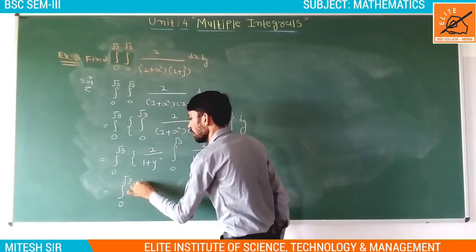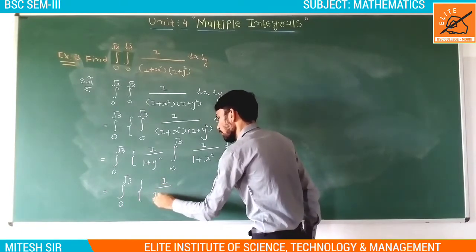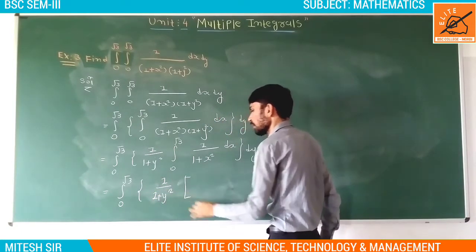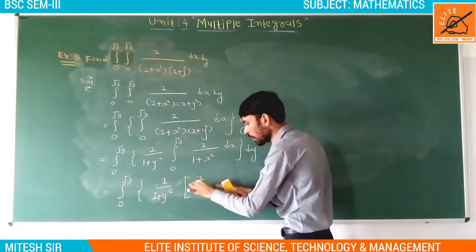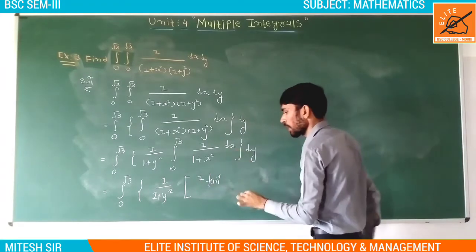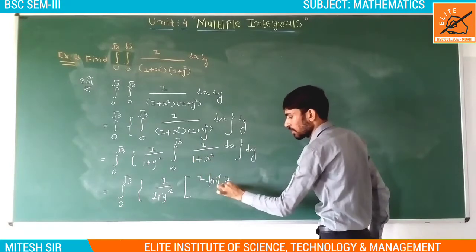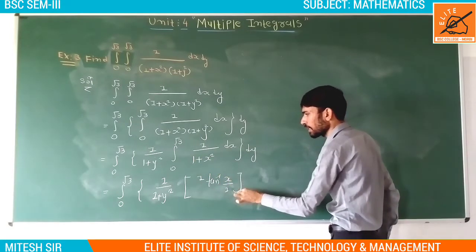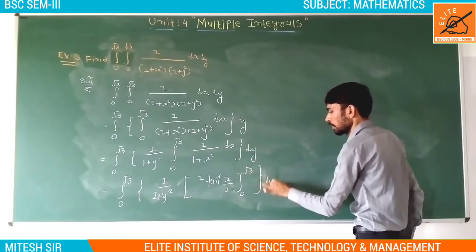Integration 0 to root 3, 1 upon 1 plus y square as it is. This is the formula 1 upon a. Our a is 1, so 1 upon 1 is 1. Tan inverse x upon a. Our x is x, upon a, our a is 1. Limit is 0 to root 3 into dy.